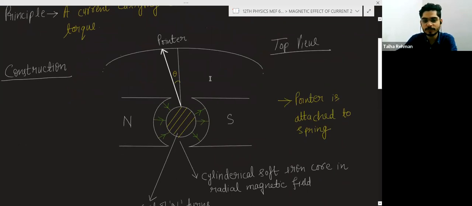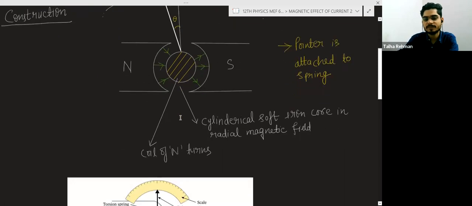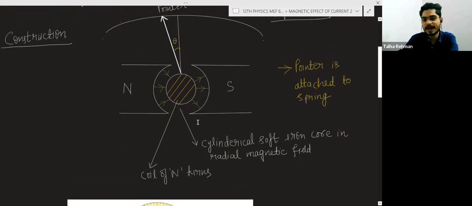In examination, you will draw this. This is the top view. Top view means this is the moving coil galvanometer and you are watching from the top. See, this is the cylinder, a cylinder of iron. This circular thing is a cylinder. You are watching the galvanometer from the top. It is a cylindrical soft iron core in the radial magnetic field. This is what is called the radial magnetic field. I will explain it later.